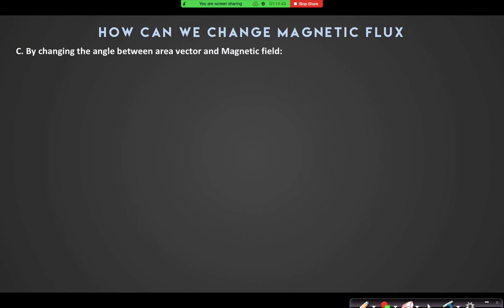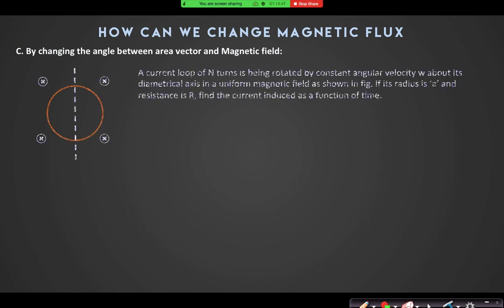Now we can also change flux by changing the angle between area vector and magnetic field vector. Suppose this is a current loop of n turns, being rotated with constant omega about this diametrical axis. The magnetic field is uniform B. If the radius is a, can you find the induced current as a function of time?